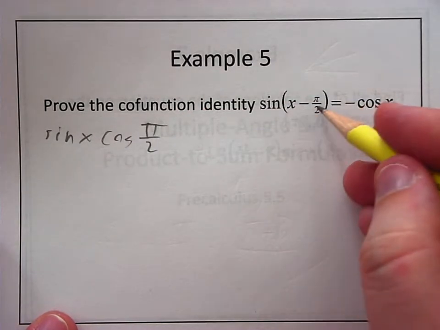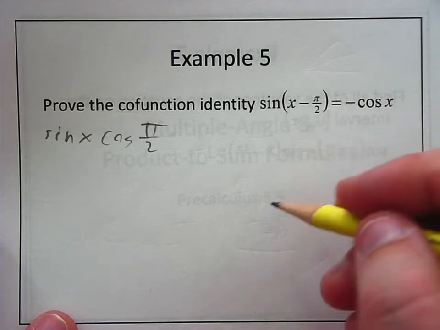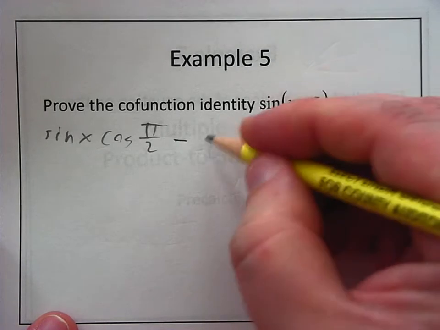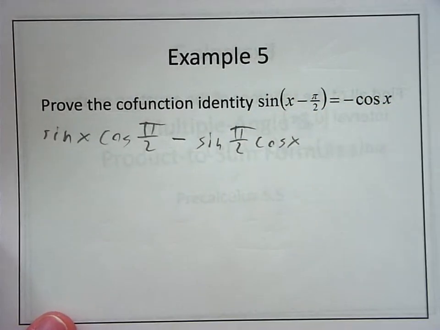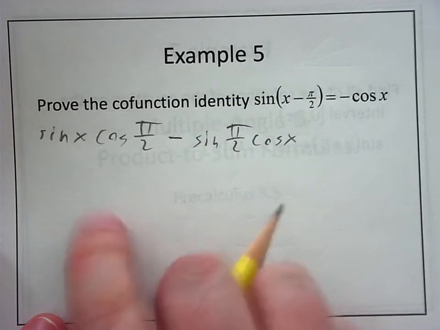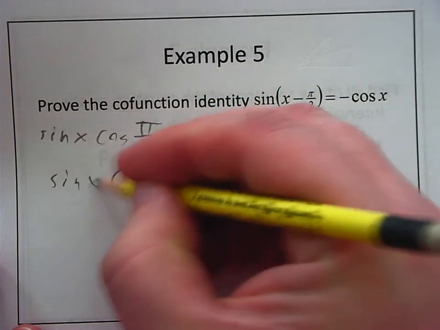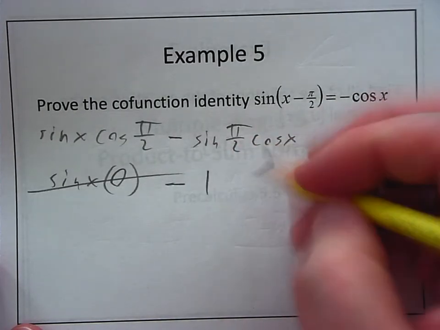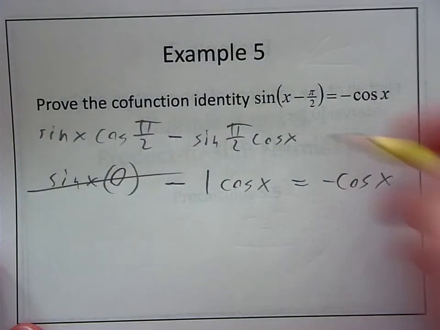Now the negative does not go with the pi over 2. You could put it there if you like and change this to a sum problem instead of a difference problem, but it's easier just to use, since this is minus for the sine, and then do sine of the second times cosine of the first. Now when I do that, and this happens a lot when you start dealing with 90-degree angles or multiples thereof, cosine of pi over 2 is 0. So I have 0 times the sine of x, well, obviously that's going to go away, minus sine of pi over 2 is just 1 times cosine of x. Well, that equals negative cosine x.